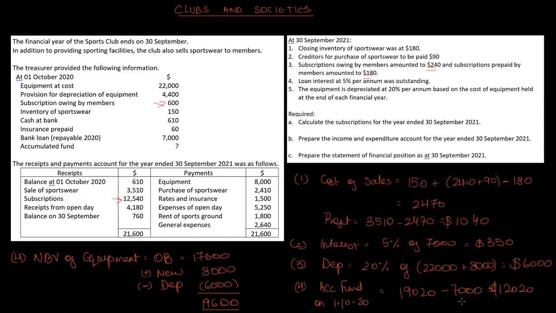So we have our opening accumulated fund at $12,020. From this we will deduct our deficit for the year at $380. We will get the closing accumulated fund balance as $11,640.